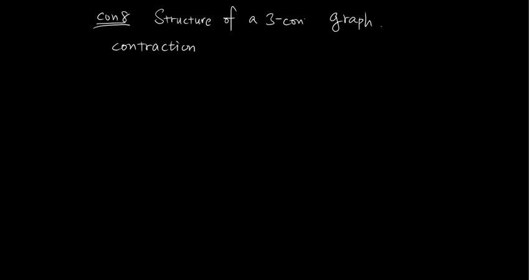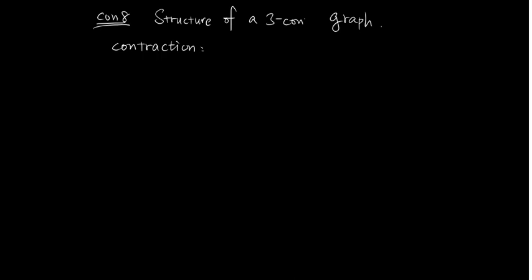This one is number 8 handout of the connectivity, and it is talking about the structure of a 3-connected graph. And before moving on to the structure, we want to introduce a new operation. It's called a contraction. Contraction is the noun, and contract is the verb.